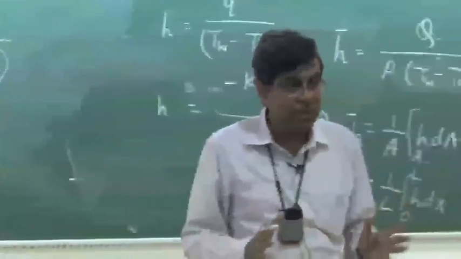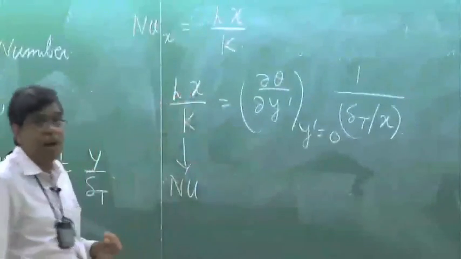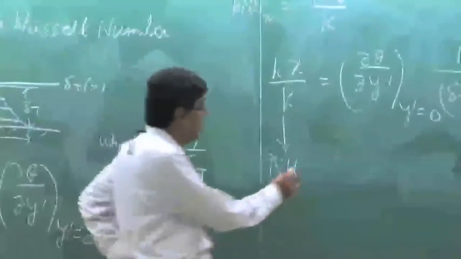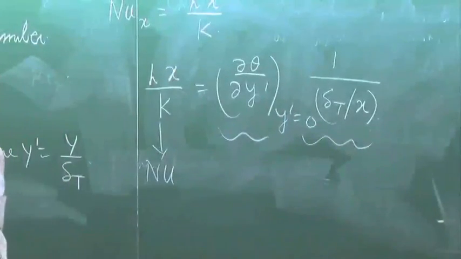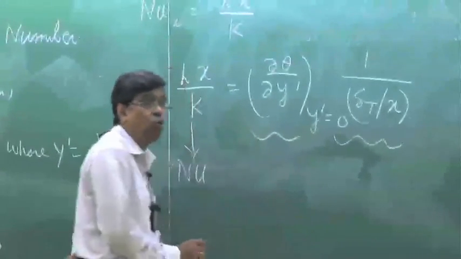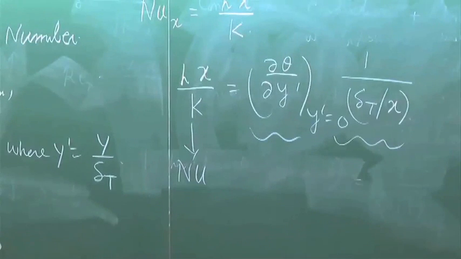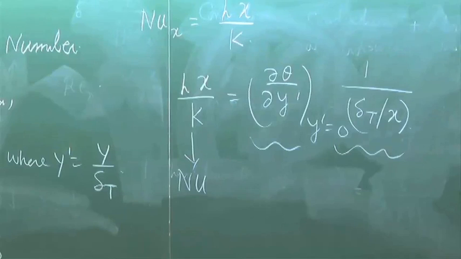It's clear? So this way we define a Nusselt number, which is hx by k. Now I tell you that this depends upon the flow field and the temperature field, which are guided by two very important parameters. This will again be taught in detail.